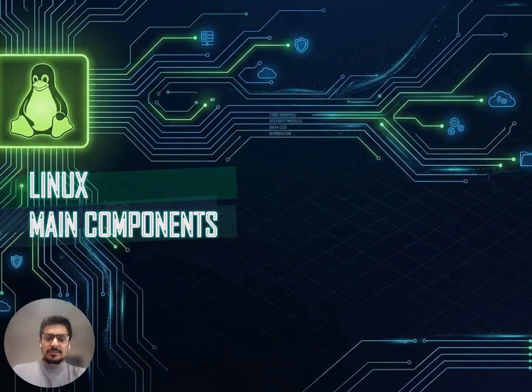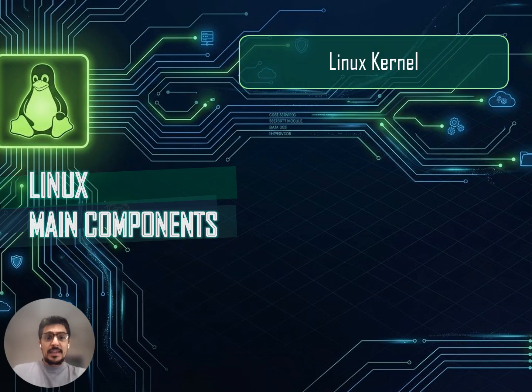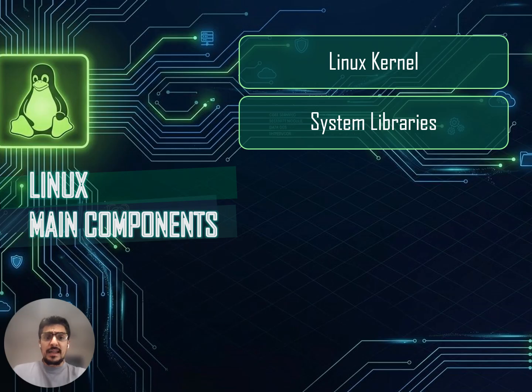A typical Linux system consists of the following core components. The Linux kernel manages hardware resources including CPU scheduling, memory management, device drivers, and system calls. The system libraries provide the standard APIs that applications use to interact with the kernel.